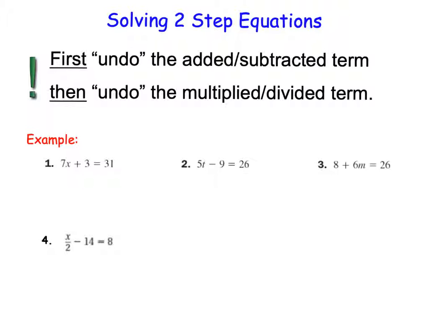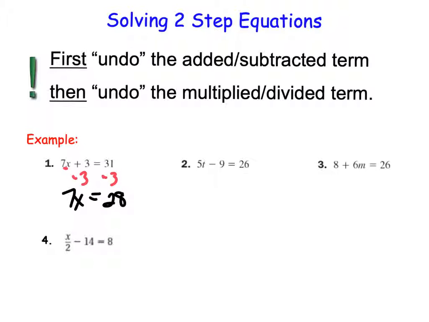So looking at example 1, remember your goal is to isolate this variable x. Well, I have 7 being multiplied and 3 being added. According to the rule up top, your job is to subtract or get rid of the 3 first. And so we will subtract 3 from both sides, showing your work, leaving you with a 28 over here and your 7x on the left side.